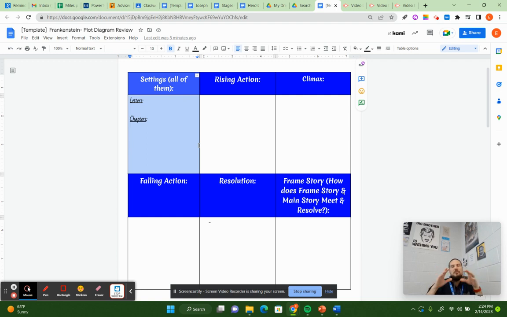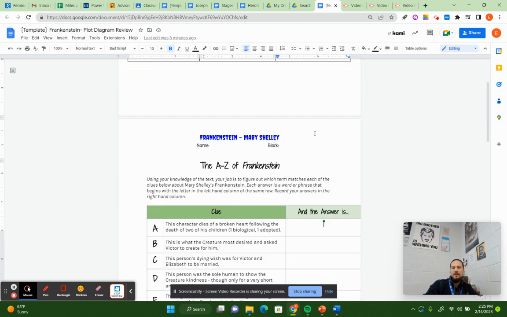What are all these settings? Now, do I mean list every single city or village that's mentioned? No. I mean, what are the most important places where things take place? Both in the letters, the frame story, and in the book, Victor's story. They're not all going to be cities with names. They might be the forest or the sea of ice, right? These are all important things. So be thinking about what are all the important settings where things take place. So this is all the plot diagram piece of the assignment.